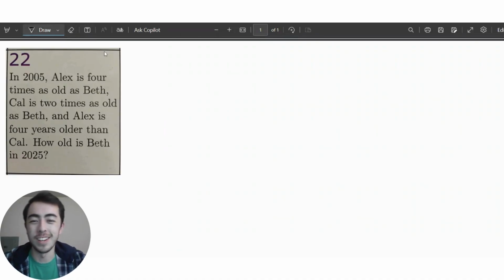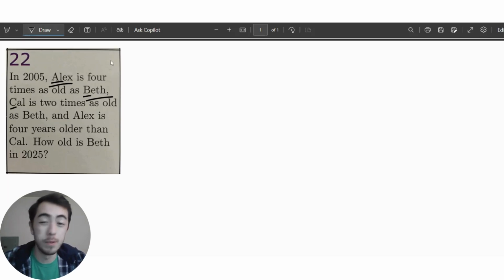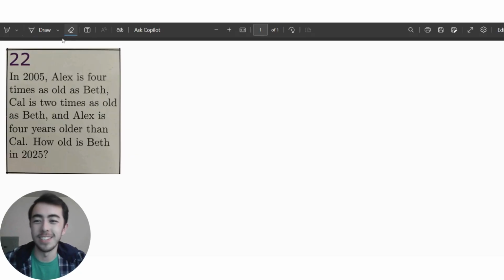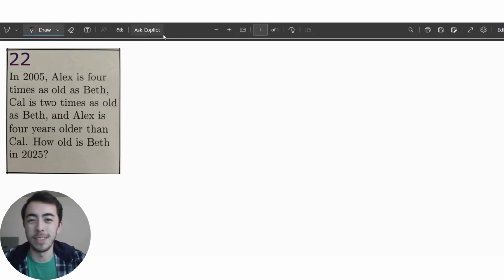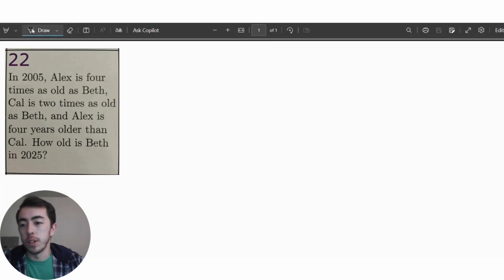And a little side note, I think it's kind of cute when math problems name people after letters in the alphabet. Usually I use Alice and Bob for A and B, but I think it's cute that they're doing A, B, C: Alex, Beth, and Cal, just to have easy names and easy variables to represent their ages. So let's create that system of equations.